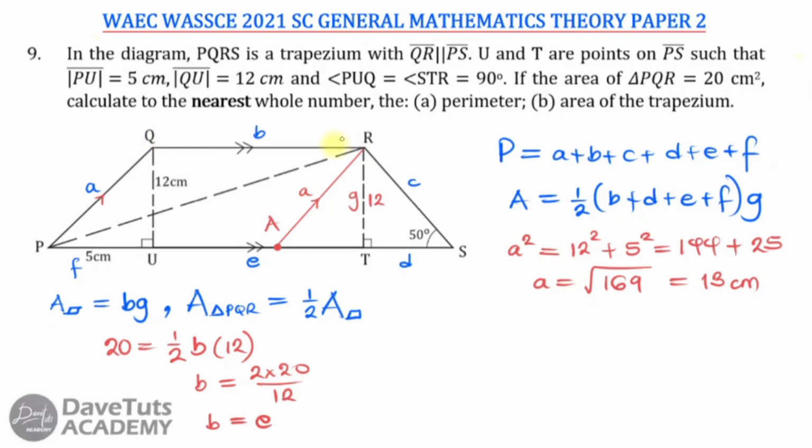So this is B, interestingly, which is also the value for E. This B, QR, and UT, they are the same. That is nothing but 3.333 centimeters. Okay, that's quite good. Now we can move on to C.